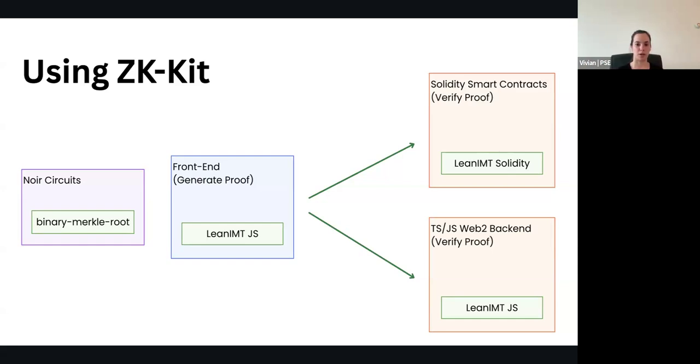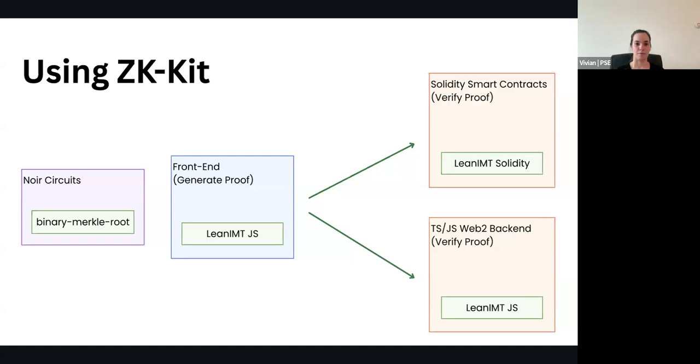In this case, I'm going to talk about the Lean Incremental Merkle Tree, which is an optimized version of the incremental Merkle tree. In ZK-Kit, there is also a data structure called incremental Merkle tree, but we've recently created this Lean Incremental Merkle Tree for Semaphore version 4, which is an optimized version of the incremental Merkle tree. So I suggest you use this one if you need an incremental Merkle tree.